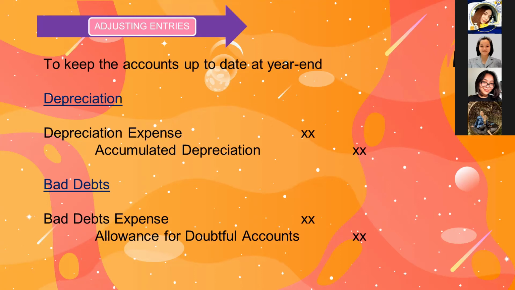It says AR aging 180 days and up, meaning over 180 days, we have to provide for allowance for doubtful accounts. And how we do that, it's basically a debit to your bad debt expense and a credit to allowance for doubtful accounts.